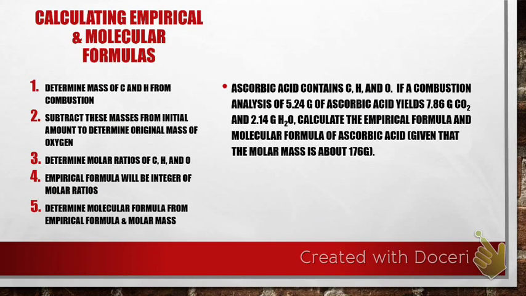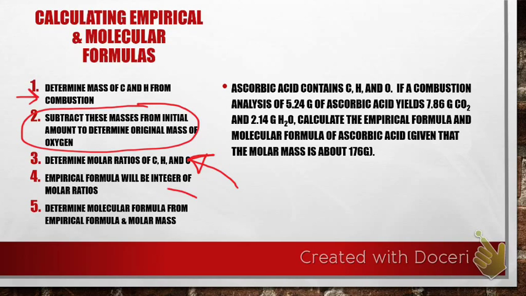So let's go back here. We need to determine the mass of the carbon and the hydrogen from the combustion. We're going to subtract these masses from the initial amount of the sample to determine the original amount of oxygen. And likewise, we're now going to need to determine the molar ratios of carbon, hydrogen, and oxygen. The empirical formula has to be whole numbers, an integer ratio of the moles. And then finally, I'll show you how to determine the molecular formula once you know the empirical formula and the molar mass, which was given. You can't determine the molecular formula unless you know the molar mass of the original compound. Okay? So let's work on this example.